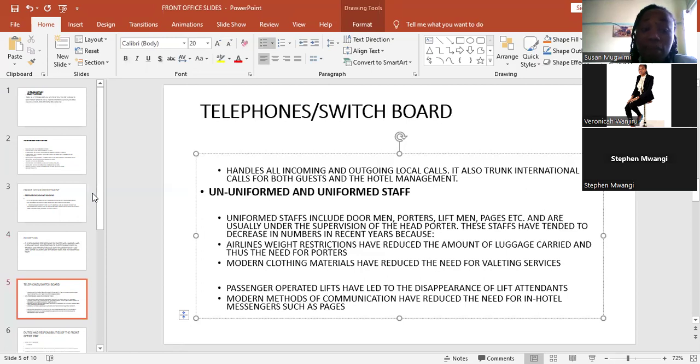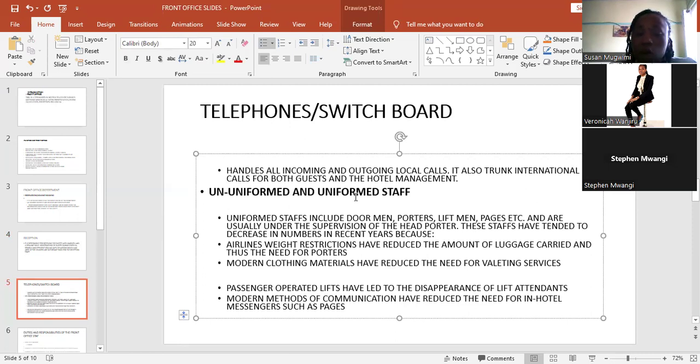We have other departments like the accounts department and the managerial department. All those departments have to work together with the front office department so that the guest is well dealt with. Next, we are going to look at the uniformed staff, that is the different types of staff that we get in our establishment.